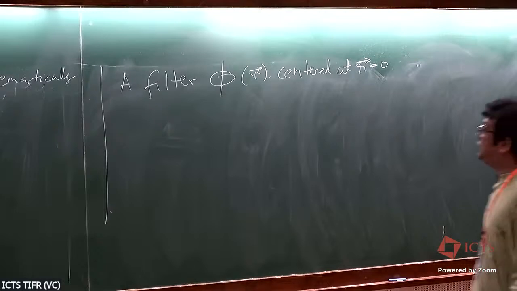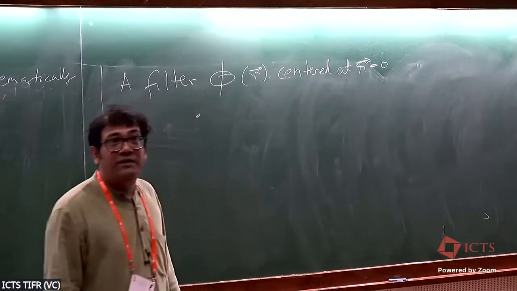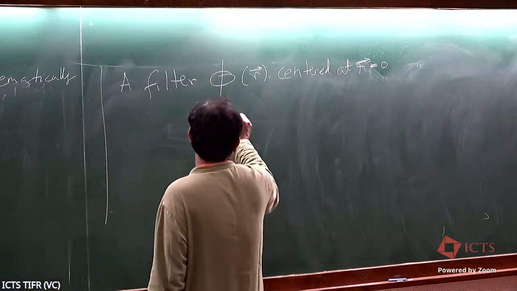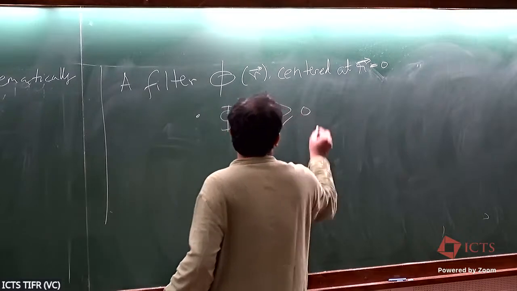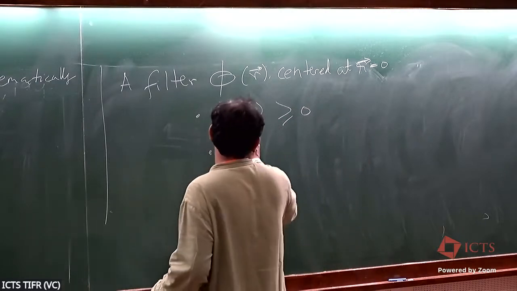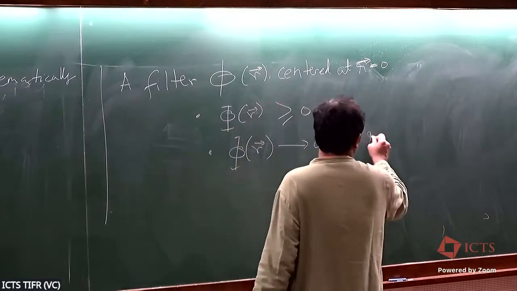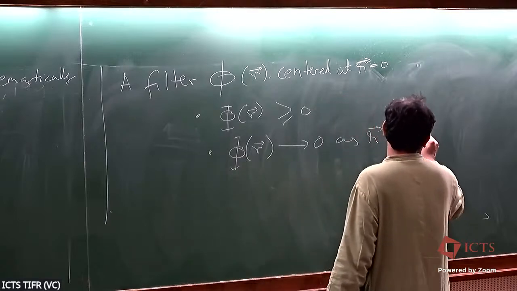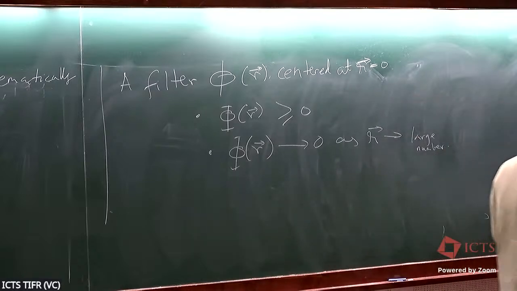All right. So essentially what a filter will do, maybe I'll just list its properties and then I'll sketch it out in a more intuitive way, is the following. So this filter, I will make sure that it has the following properties. It's positive. It goes to 0 as R goes to some large number, because I have to eventually worry about this a little bit.